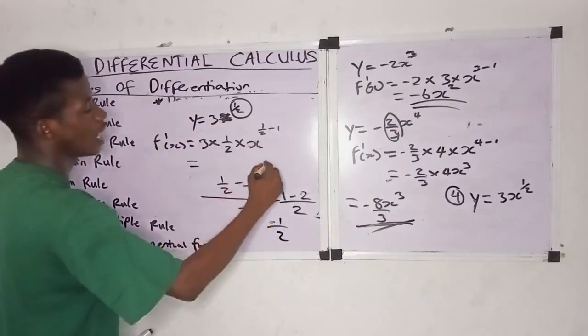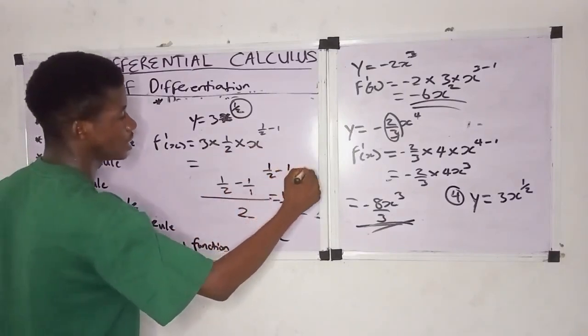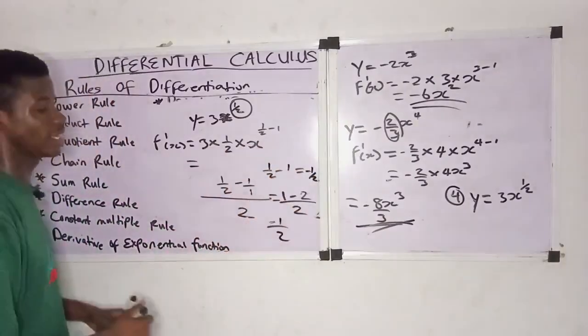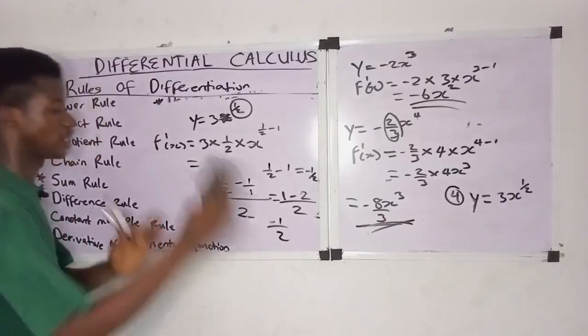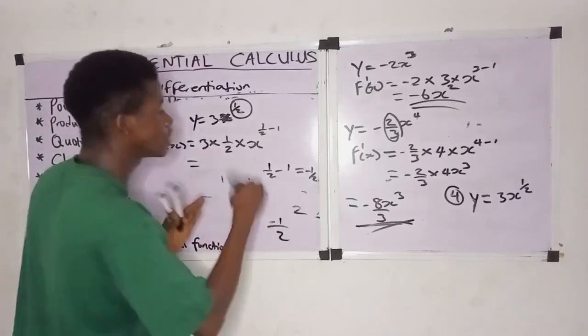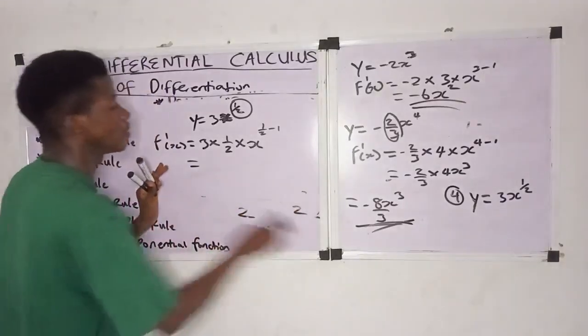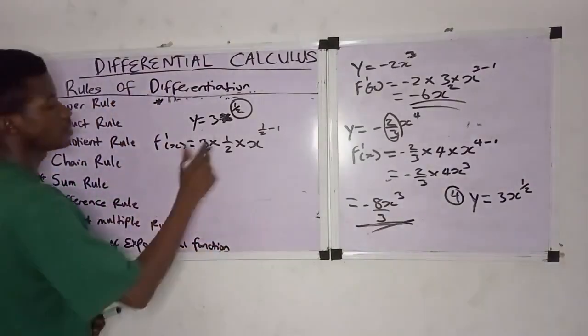So that is why you found out that half minus 1 is minus half. Okay, so that is just it. You take the LCM, then you do the subtraction, and you get your answer. You just take the LCM, you get your answer. Okay, so now let's continue.